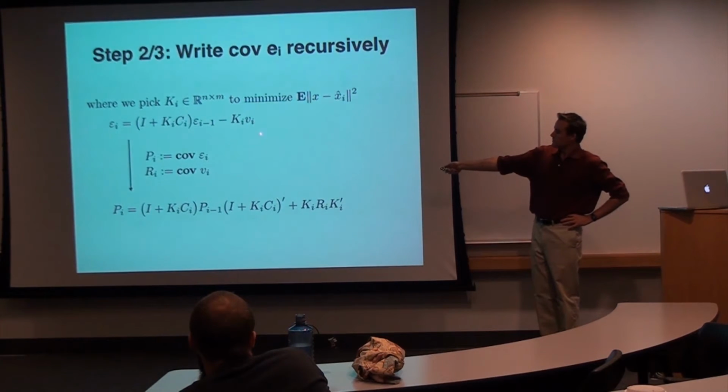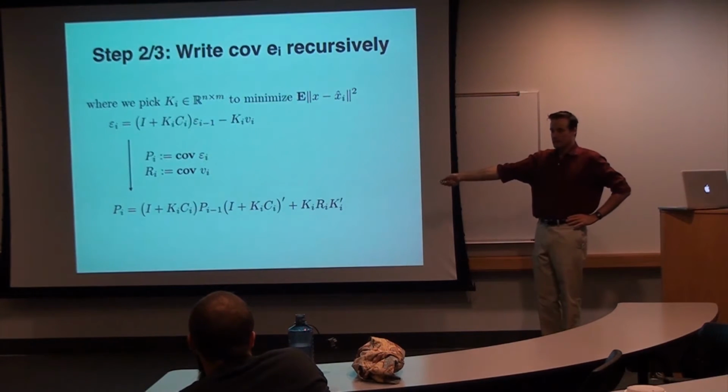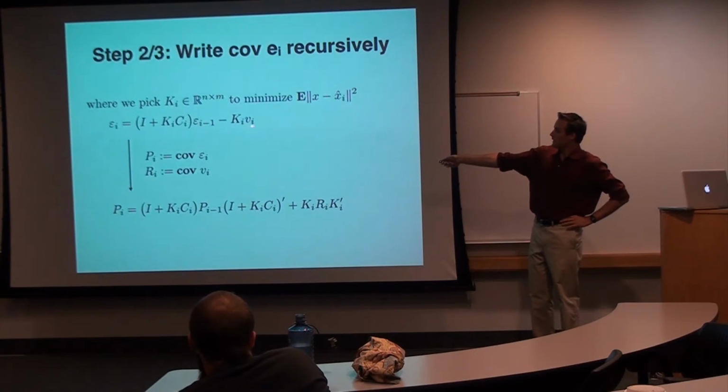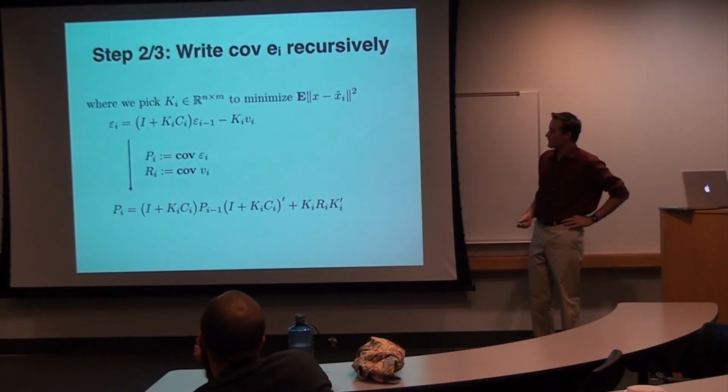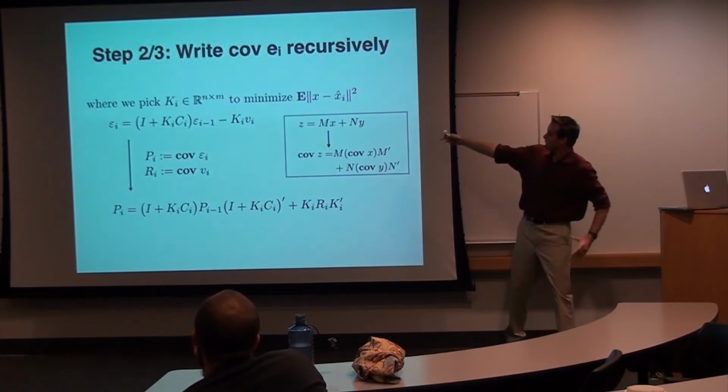Step 2 is just take the covariance of both sides of this function. The v_i is a random variable, e depends on x hat and is a random variable, so this is equality in random variables. You can take the covariance of both sides. This is what's going on behind the scenes here.